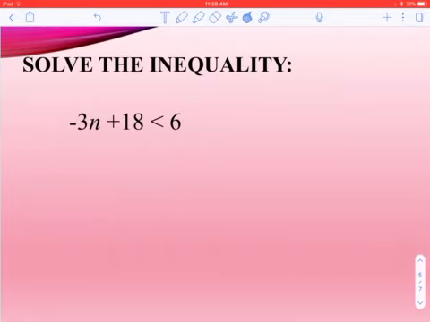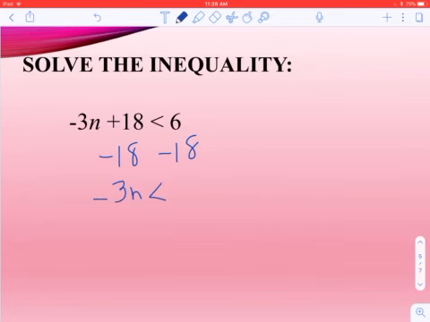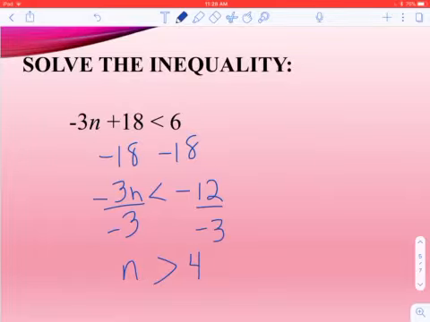Second example, I'm going to start off by subtracting 18 on both sides of the inequality. Because I'm subtracting, it doesn't change the inequality, it's going to stay less than. This gives me negative 3n is less than negative 12. Now I'm going to divide both sides of the inequality by negative 3. Because I divided by a negative, I am switching the inequality. This gives me n is greater than positive 4.